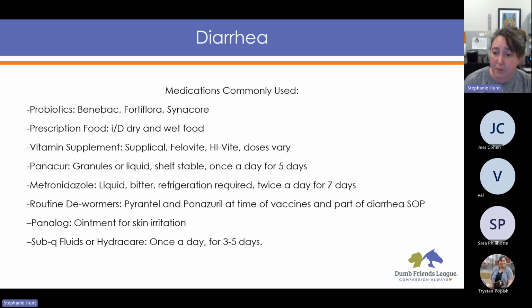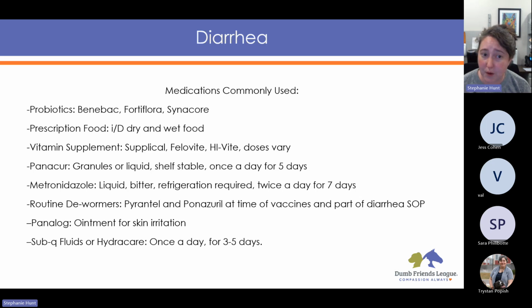Fortiflora is a name brand from Purina that is a probiotic. It's a powder that you mix into the wet food. Synacor is a generic brand. It's a probiotic also, but it's from a different distributor. And that, again, is to help boost their immune system and help reestablish healthy gut bacteria.